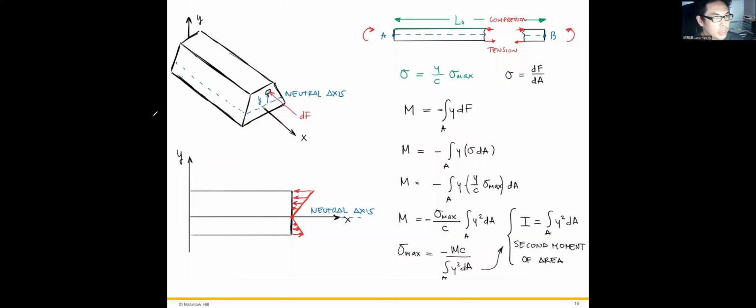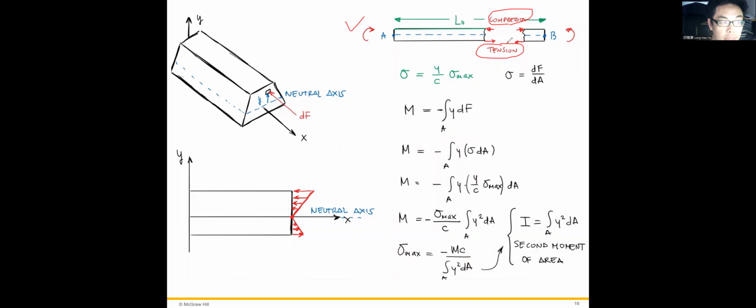So let's calculate the stress from the pure bending. The beam AB is subjected to the pure bending, like this way. So the top surface is under compression and the bottom surface is under tension.